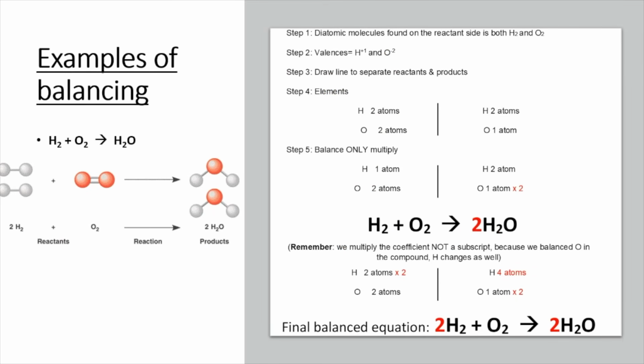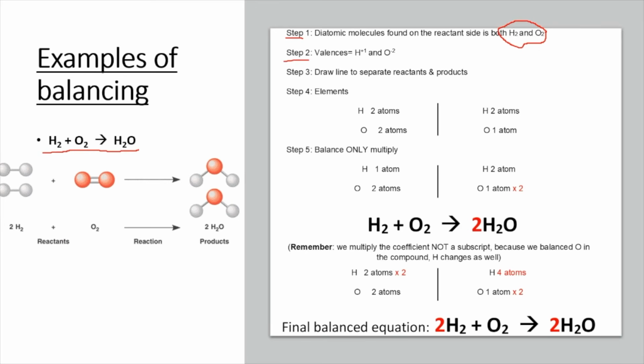If we have another look at an example of balancing equations, it is water. So on this side, we have our formula, which is H2 plus O2 gives us H2O. Now, this is not a balanced equation. So step 1 is to identify the diatomic molecules on the reactant side, and both H and O are diatomic molecules.